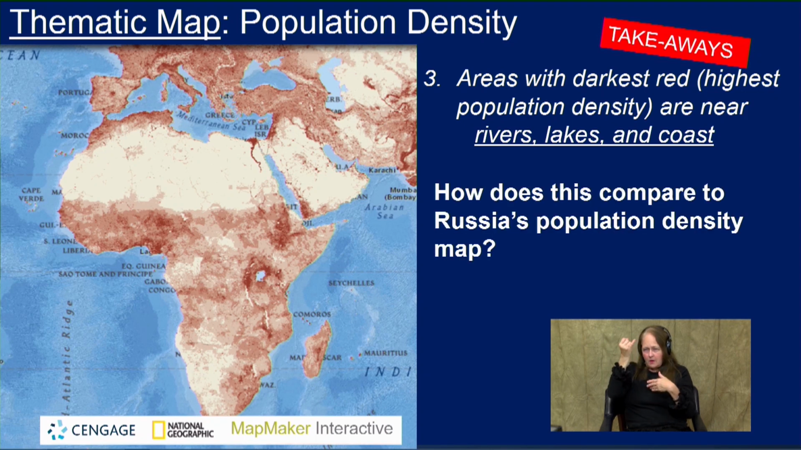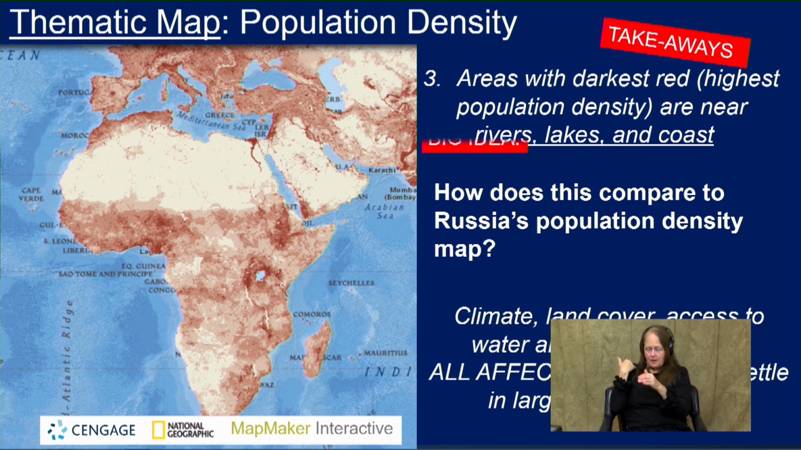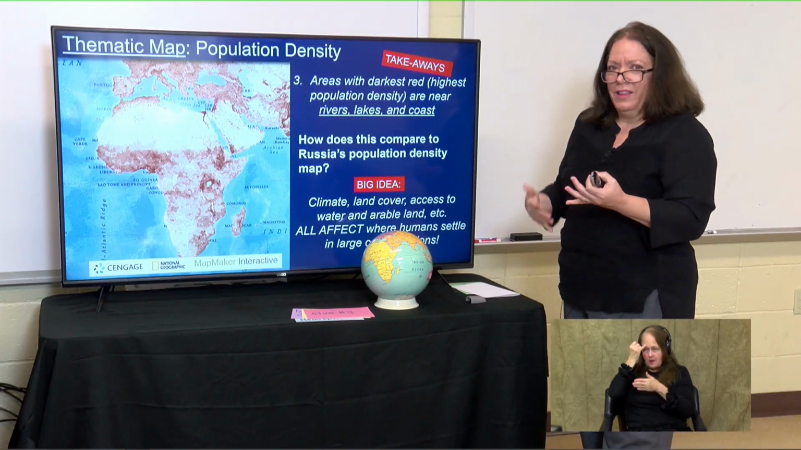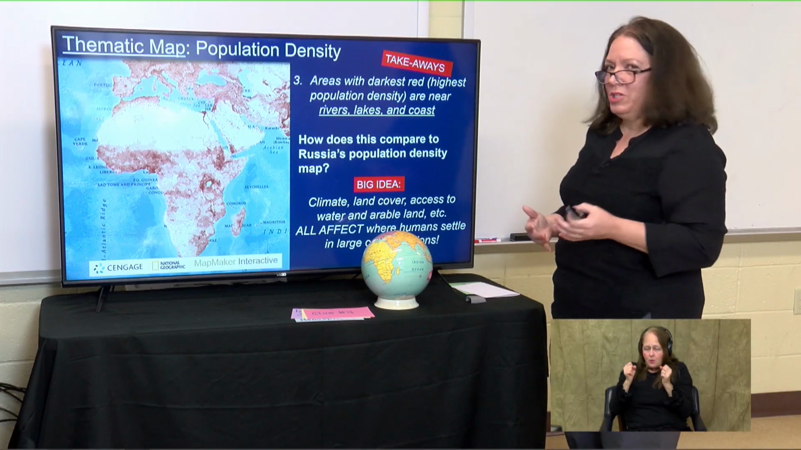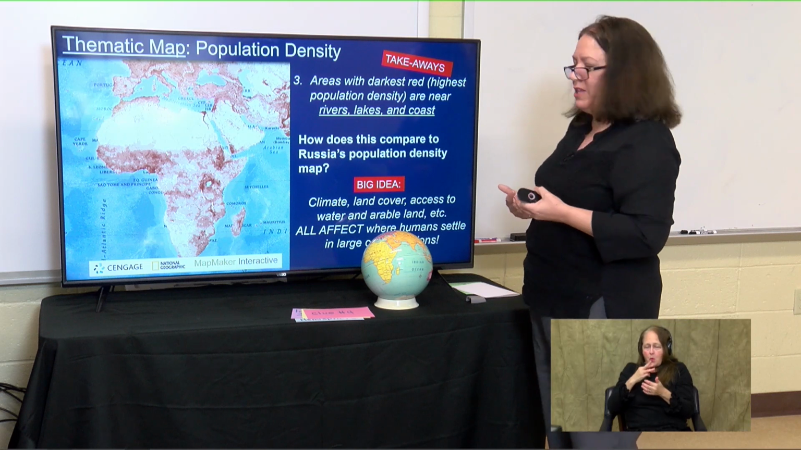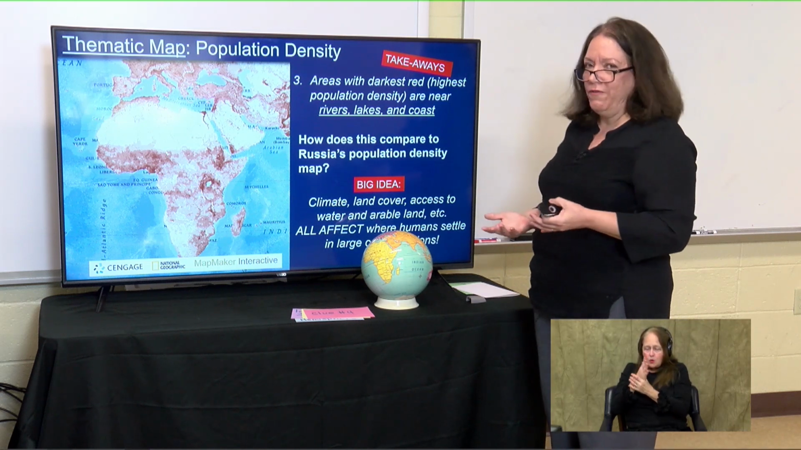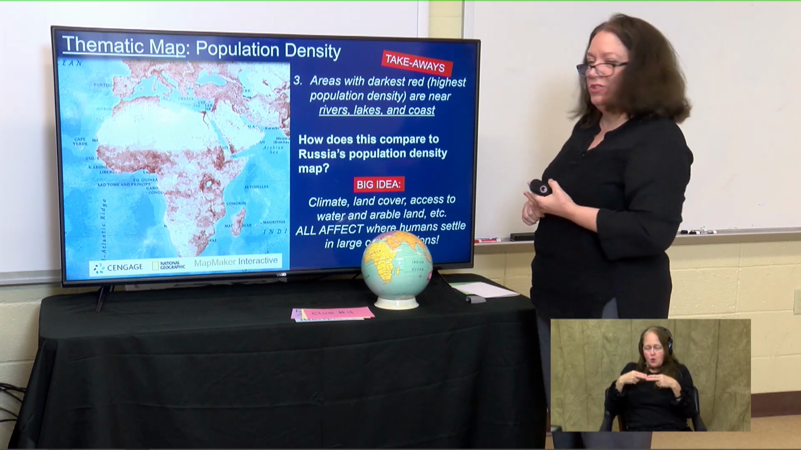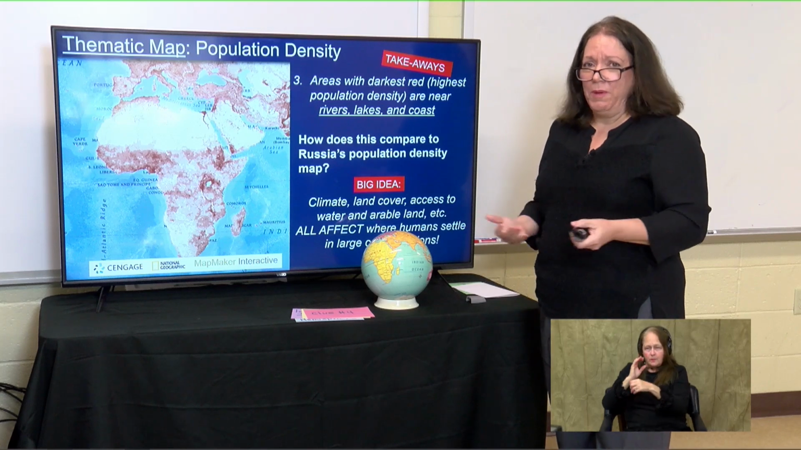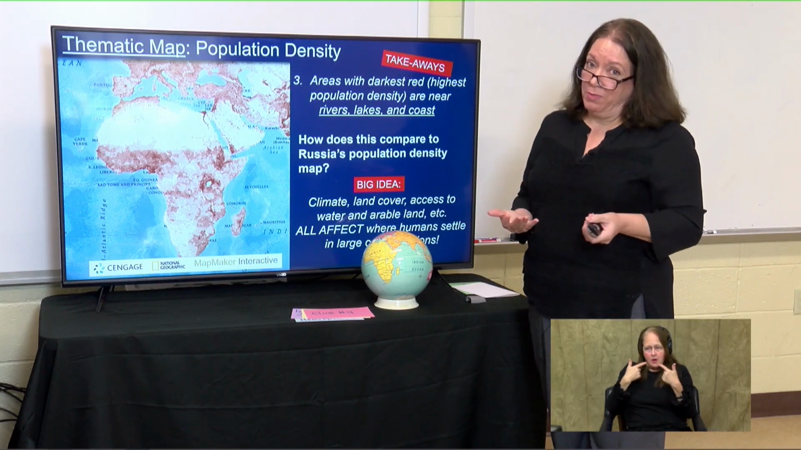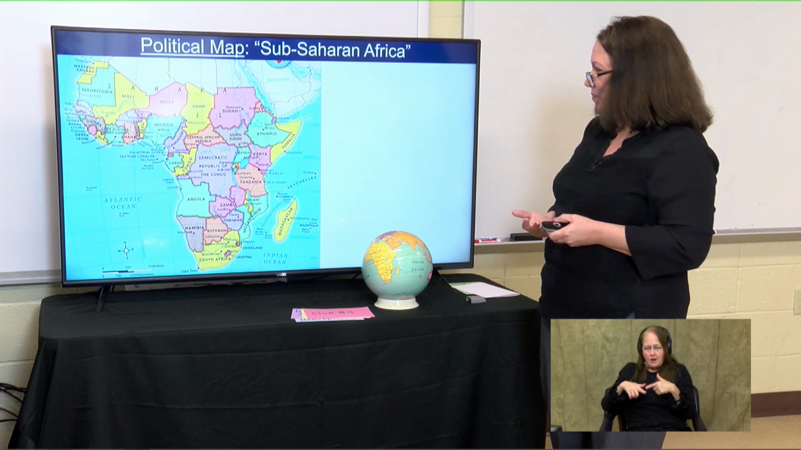Let's compare this maybe to what we learned from last week's population density map. Remember the map of Russia with Siberia, and you saw very little red show up in Siberia. What's in common with this map? I think the big idea here is that climate, land cover, access to water, and arable land where you can grow crops all affect where human settlements want to be created. Most people do not want to live in places that are inhospitable to their survival.